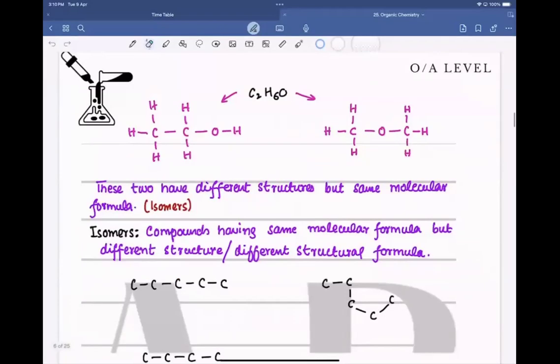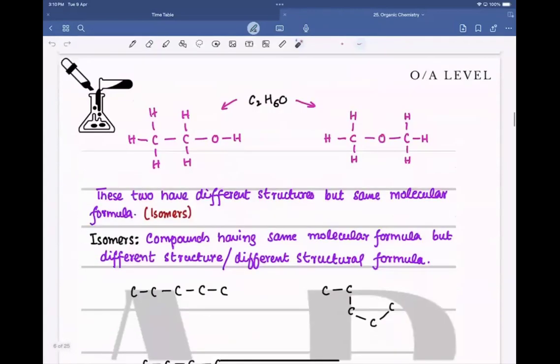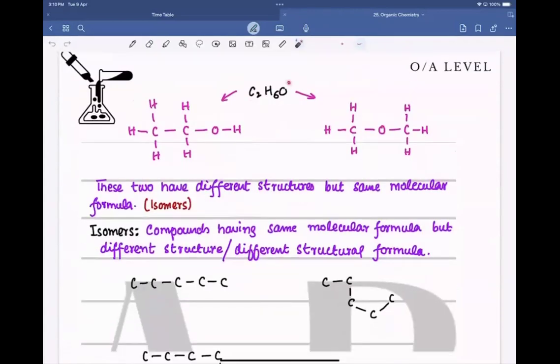Now, if you look at this formula, as I've told you, you have to remember the number of bonds formed by each element. So if you look at this formula, it's C2H6O. See, carbon has 4 bonds. Hydrogen has 1 bond. And oxygen has 2 bonds.